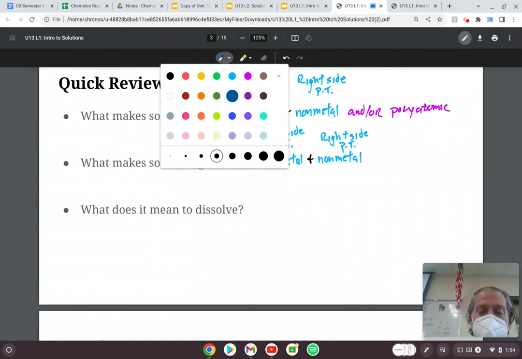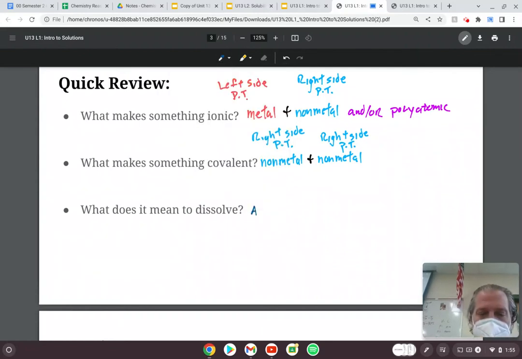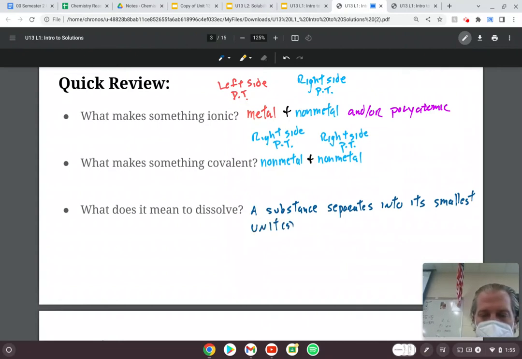But what dissolving is, is a substance separates into its smallest units or components, and is surrounded by another substance.